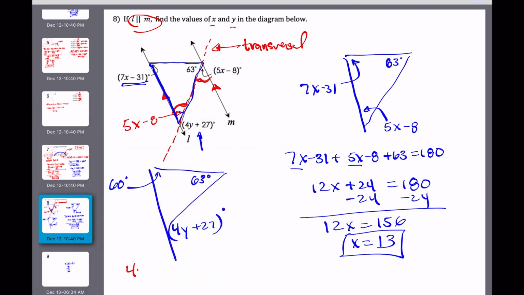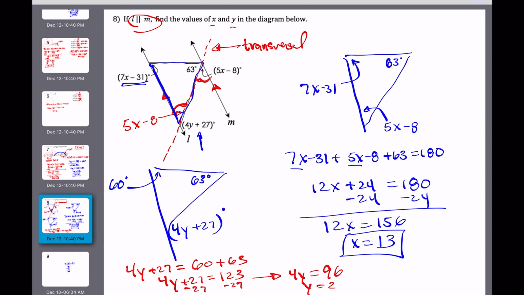So now we can write our exterior angle is equal to the sum of the two non-adjacent interior angles, and subtract 27 from both sides. And we have 4y is equal to 96, or y is equal to 24.